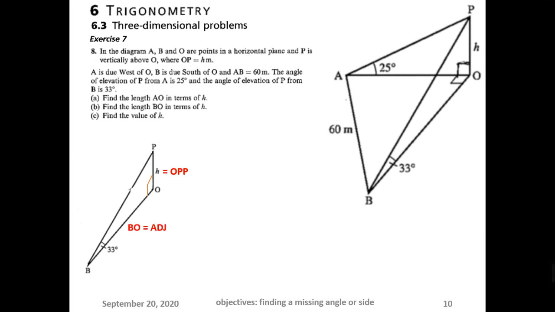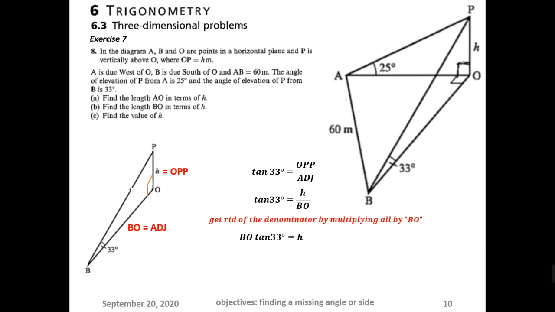Once again, we're going to use the tan rule. Tan of 33 is equal to opposite over adjacent. Let's substitute in this rule. Opposite is equal to H, the adjacent is equal to BO. So tan of 33 is equal to H over BO. We're solving for BO, meaning we want to make BO the subject. So we're going to get rid of the denominator by multiplying all by BO. The result will be BO times tan of 33 is equal to H.